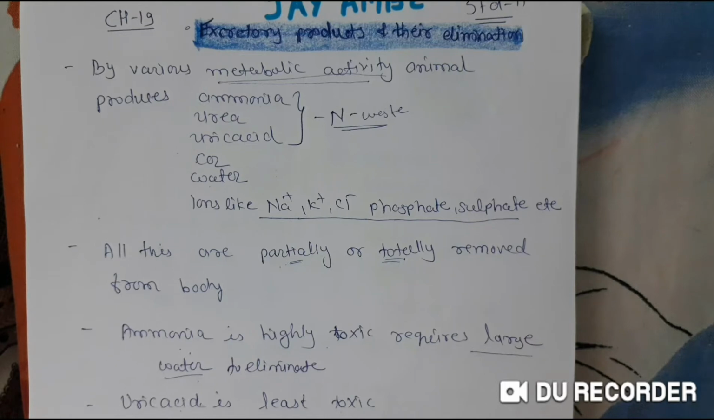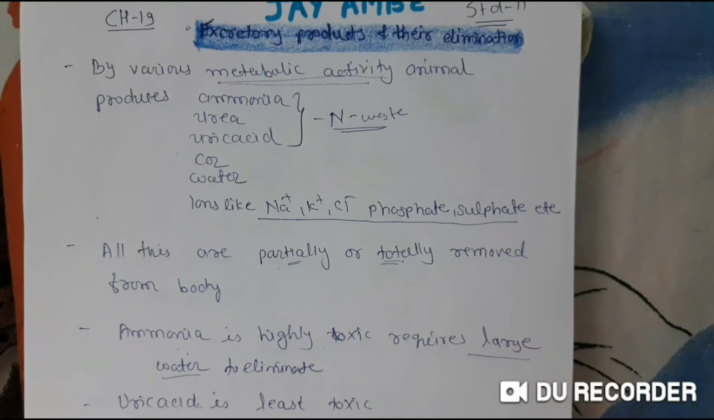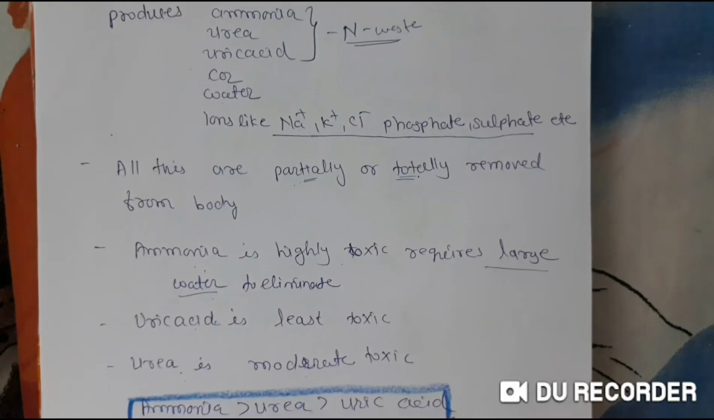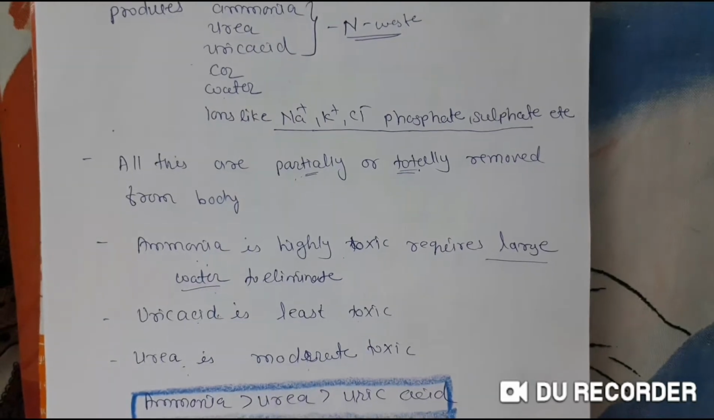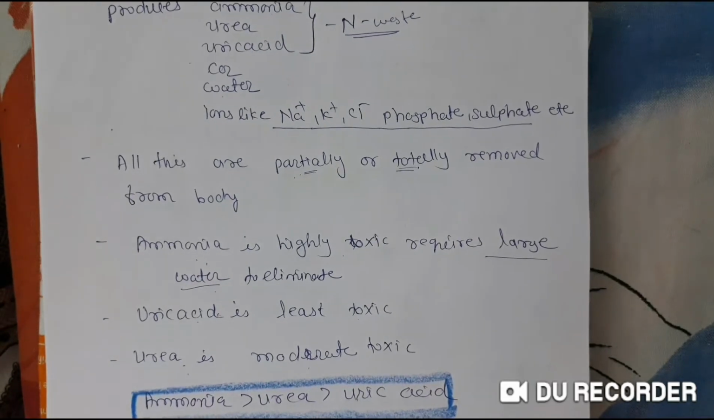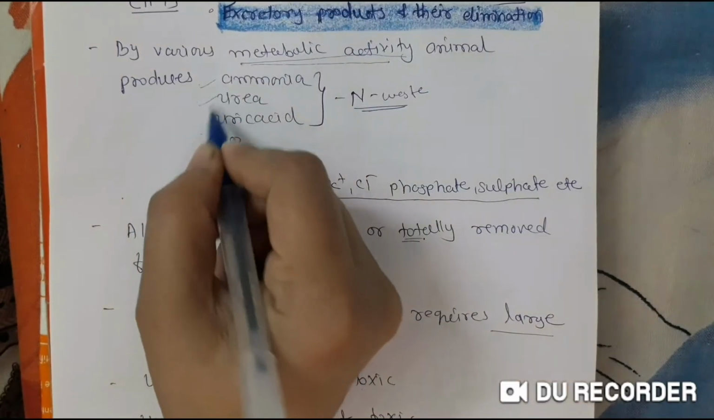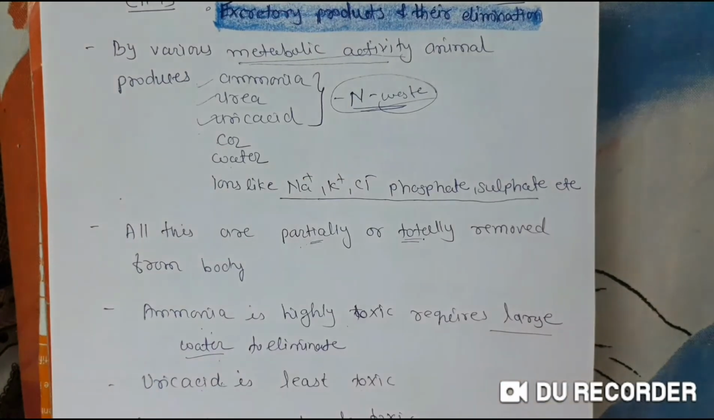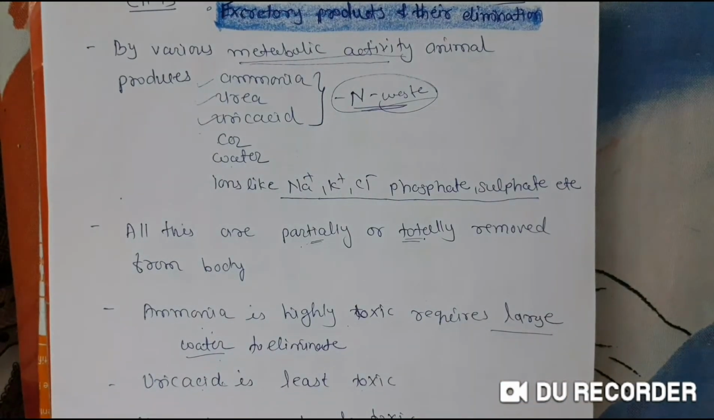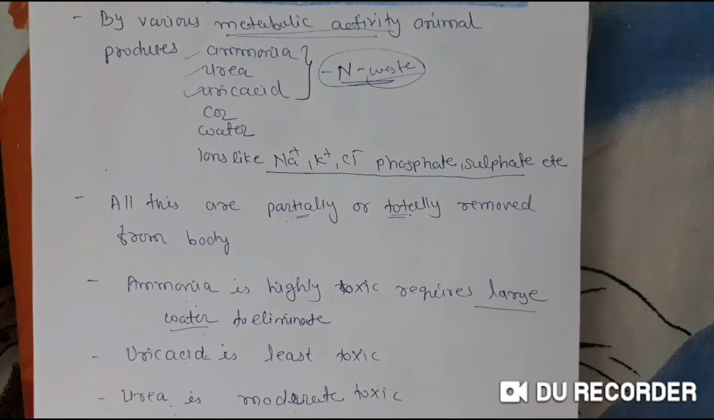Ammonia is highly toxic and requires a large amount of water. Urea is moderately toxic, so it requires quite less water than ammonia. Uric acid is least toxic. Among these, ammonia, urea and uric acid are the nitrogenous wastes, so they should be completely removed from the body as early as possible.